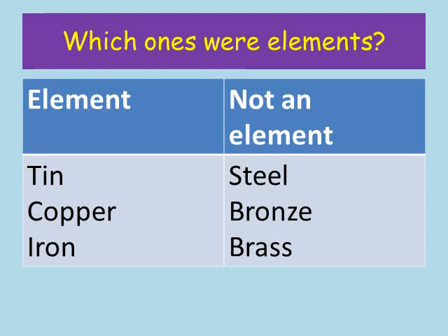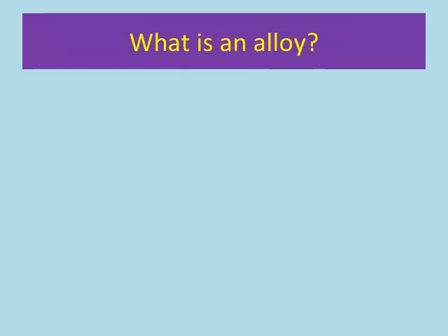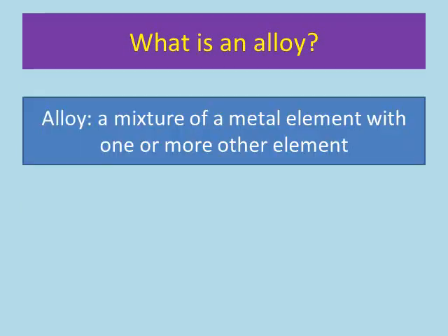Now, these three things are alloys, which means that they are a mixture. So an alloy is actually a mixture of a metal element with one or more other element. And the next slide is going to tell you exactly what they are made of. It would be worth your while pausing the video now though, just so that you can write down the definition of what an alloy is before you move on.